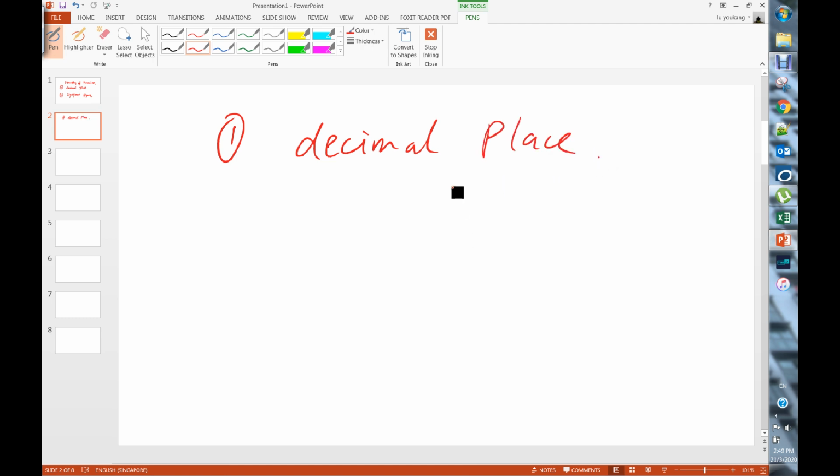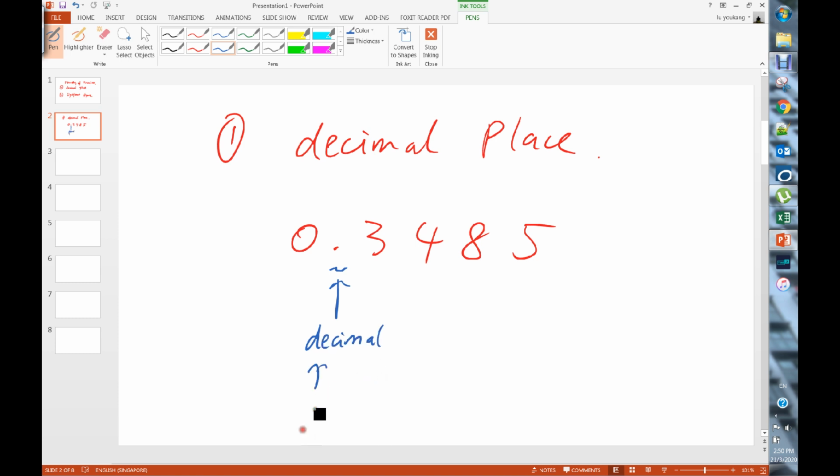The important thing is you need to be able to identify the decimal place. So let me give you 0.3485. In this example, you need to be able to identify where is the decimal point. It's here, right? This is the decimal point. Then after that, you should be able to see that the left hand side, this is the 1.